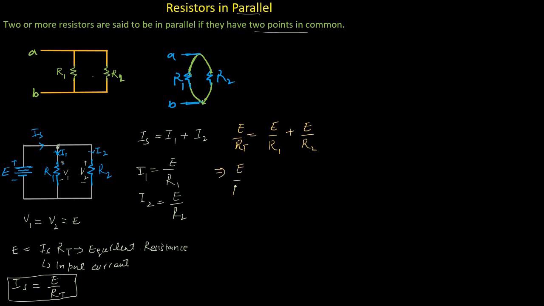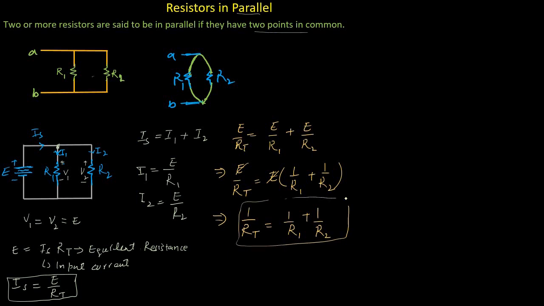E divided by RT. Now E is common on this side, so by taking E common, we get 1 divided by R1 plus 1 divided by R2. So E will cancel E. As a result, we get 1 over RT is equal to 1 divided by R1 plus 1 divided by R2. So this is basically the equivalent resistance of a parallel combination of resistors.